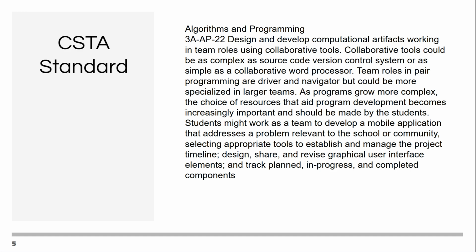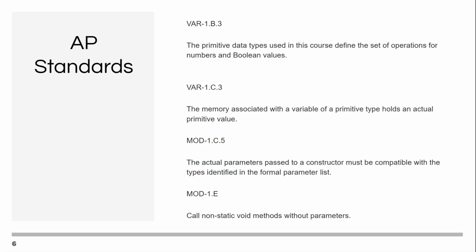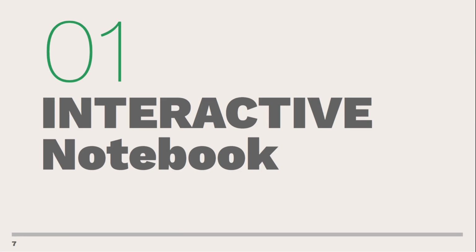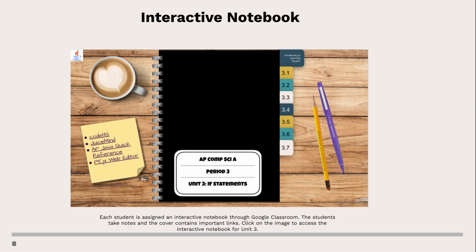And the students also complete at the end of the unit a group project. So they have different roles where they collaborate on an IDE to complete their project. More AP standards. I cover primitive data types and parameters because they need parameters in the P5JS functions that they use.